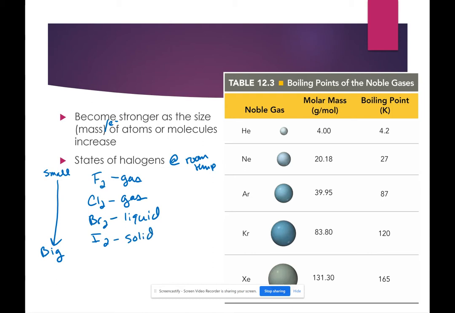Now, these are all nonpolar molecules. So the only difference between the fluorine, which is a gas at room temperature, and the iodine, which is a solid at room temperature, is that iodine is much bigger. So iodine has much stronger dispersion forces. Strong forces is going to make something solid. So going small to big also means we're going weak to strong with dispersion forces, only with dispersion forces.